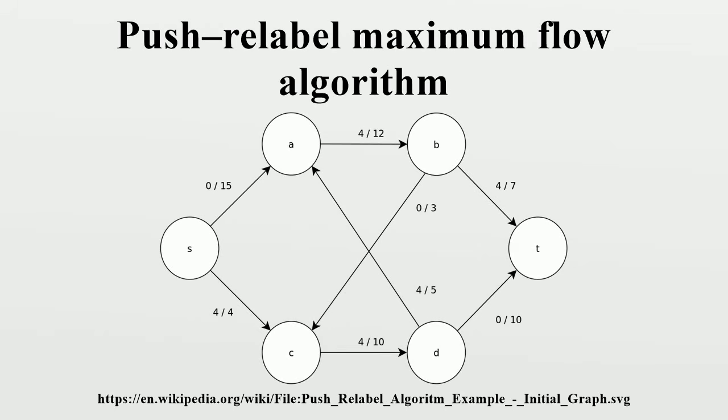Both heuristics skip unhelpful relabel operations, which are a bottleneck of the algorithm and contribute to the ineffectiveness of dynamic trees.